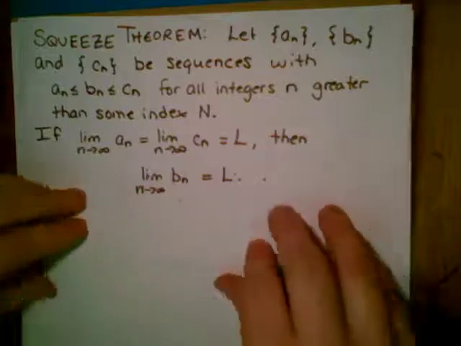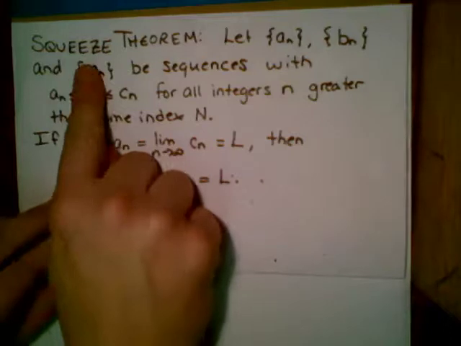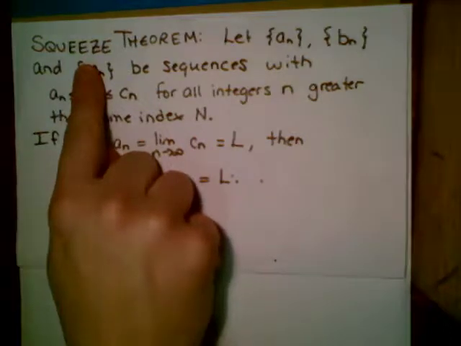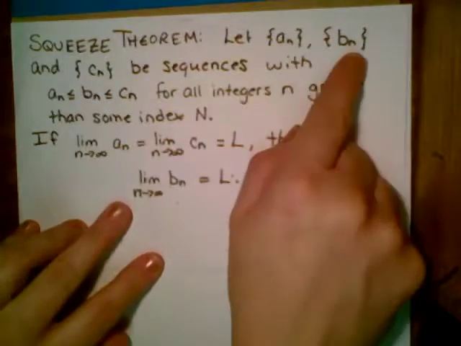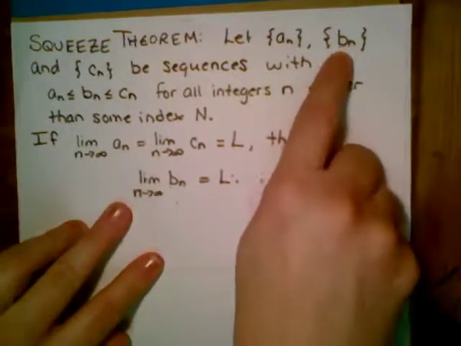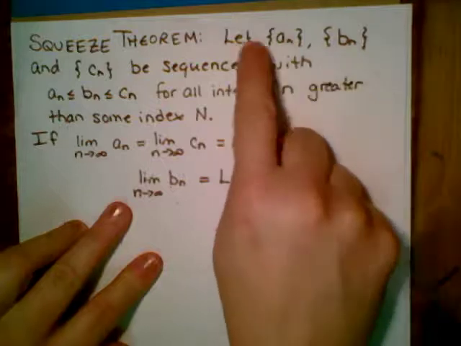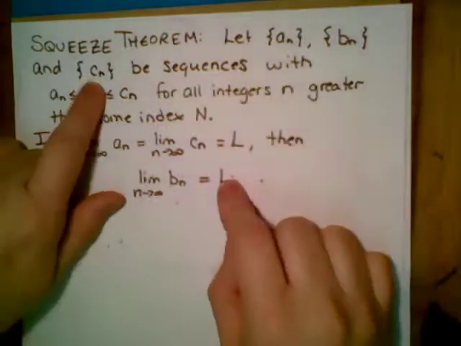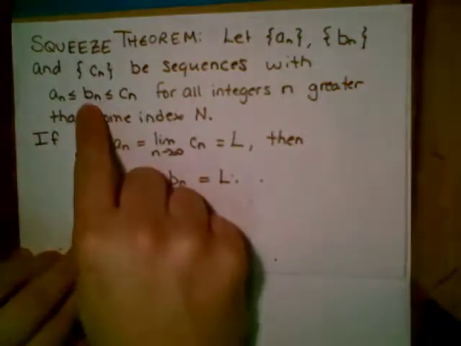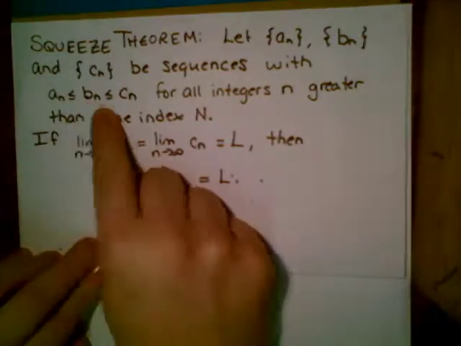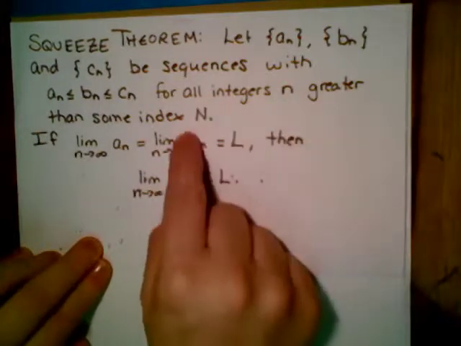Thanks for joining us as we look at an example of using the squeeze theorem for sequences to prove that a sequence converges. So we're going to be focusing on one sequence that we call B sub n. But let A sub n, B sub n, and C sub n all be sequences. Suppose that you can show this inequality is true, at least for all integers little n greater than some index big N.